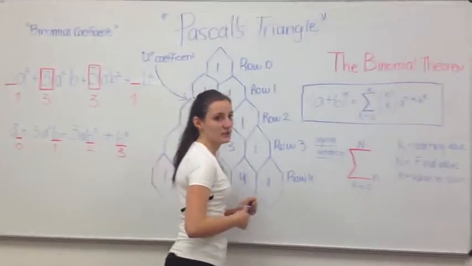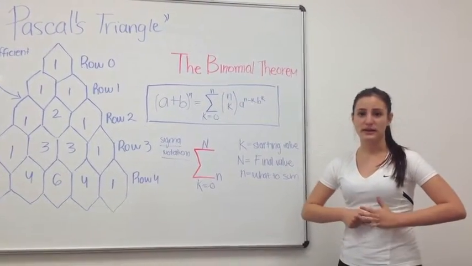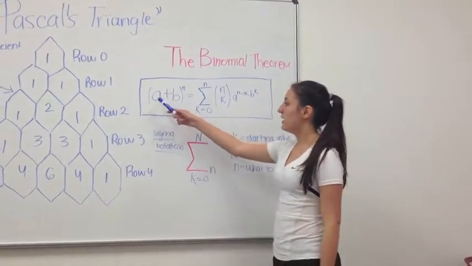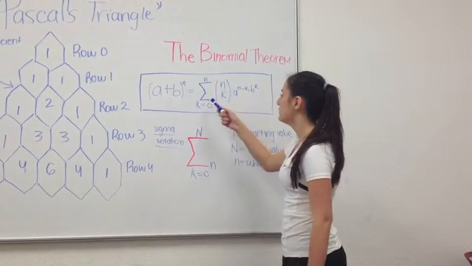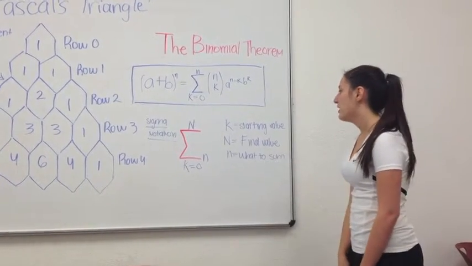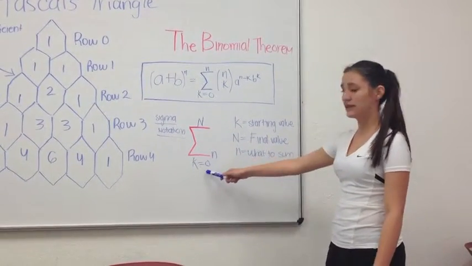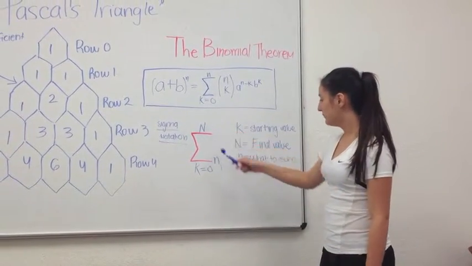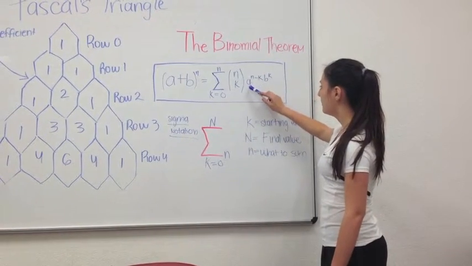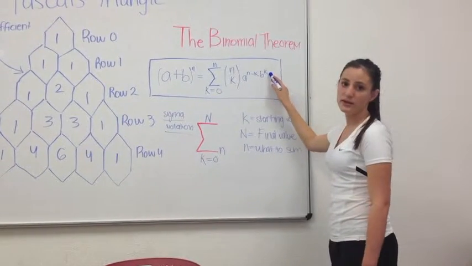And then here we have the binomial theorem. The binomial theorem is an equation that is used to expand a binomial to some degree. Here a plus b to the n degree is equal to, here we use the sigma notation. The sigma notation is a Greek letter that is used to put the k starting value, in this case 0, the n final value, and what to sum. And here what to sum is n choose k times a to the n minus k degree times b to the k degree.